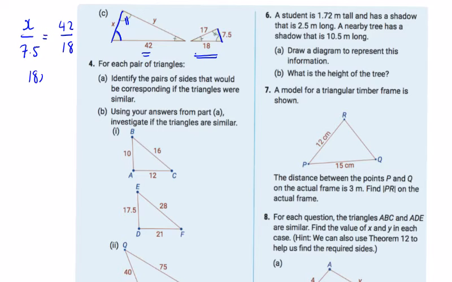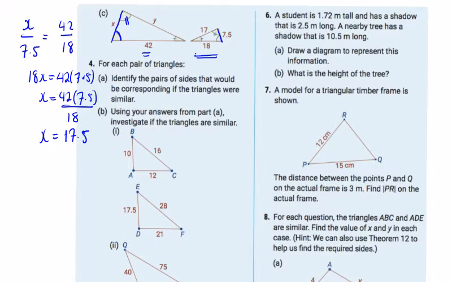So 18x is equal to 42 by 7.5. X is equal to 42 by 7.5 over 18. X is equal to, see a way of working that out without the calculator, 17.5.